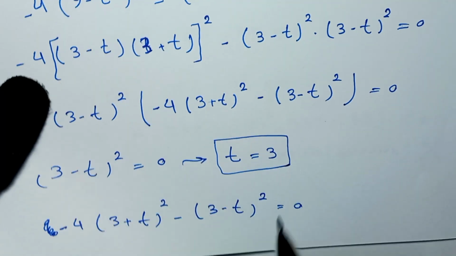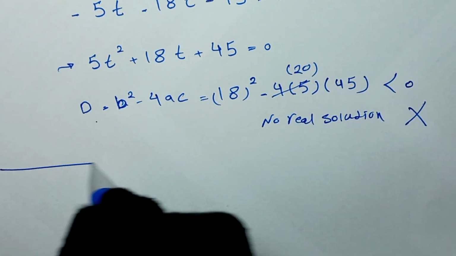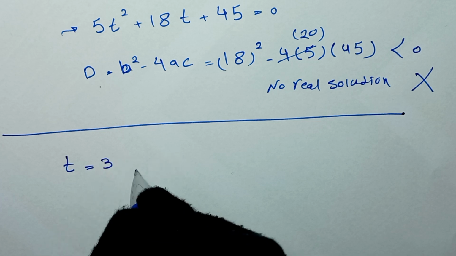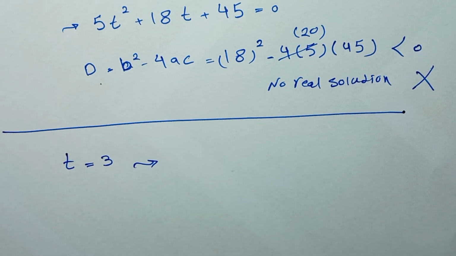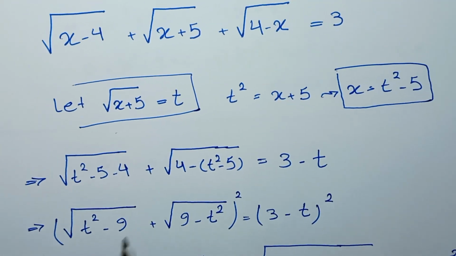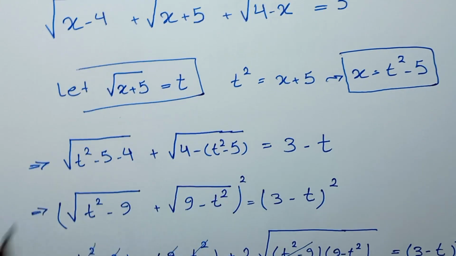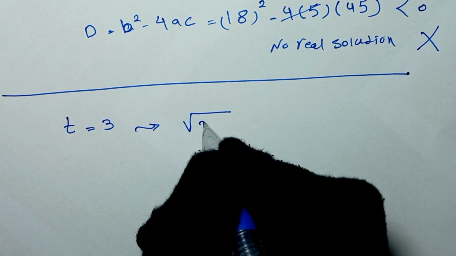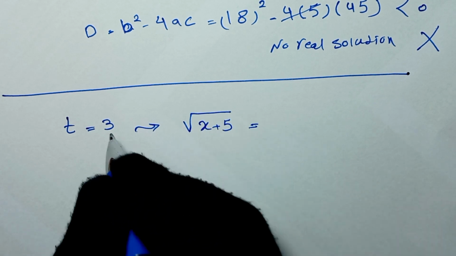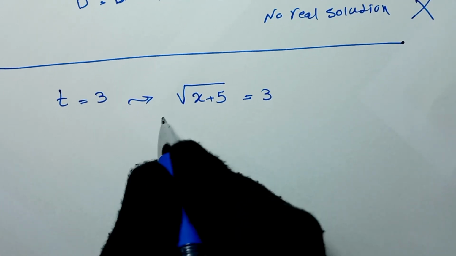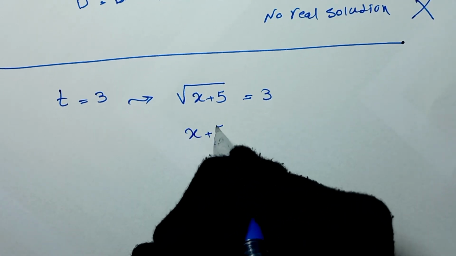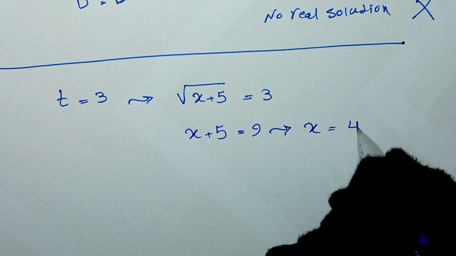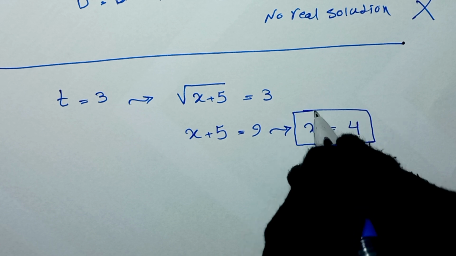T is equal to 3. So we write in here t is equal to 3. And we recall this square root of x plus 5 is equal to t. So we write square root of x plus 5 is equal to t, and t is 3. And we square both sides of this equation, and it will be x plus 5 is equal to 9, and from here x is equal to 4. And this is our final answer.